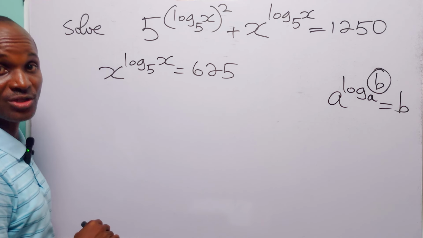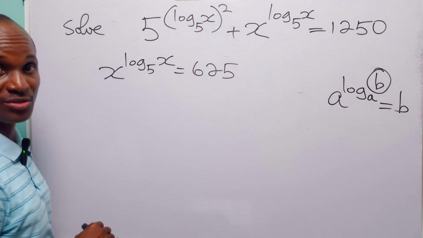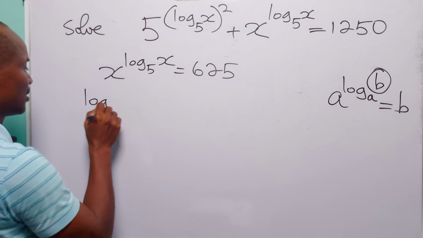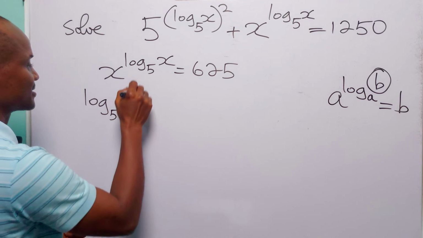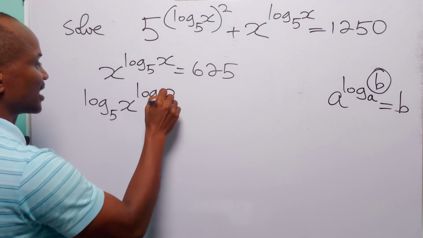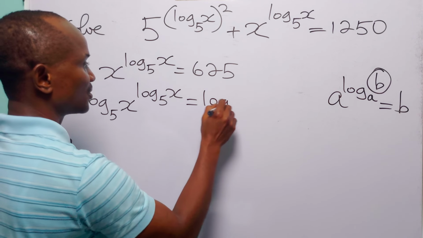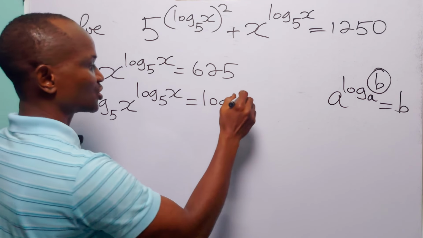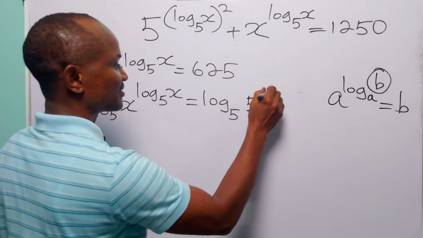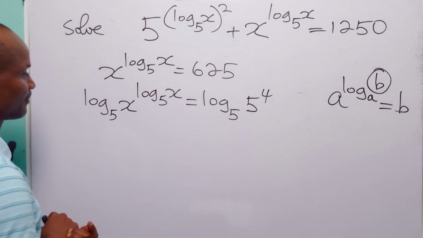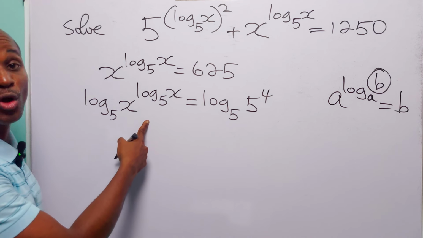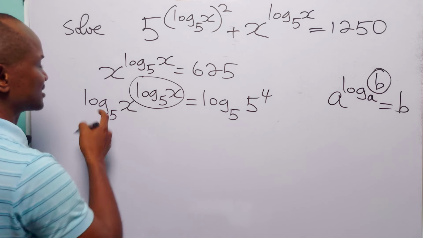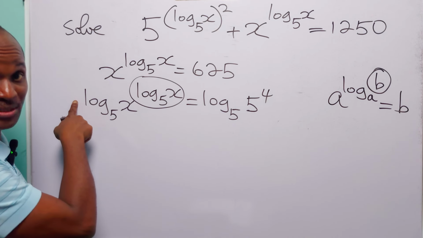Now, to solve this equation, let us take log of both sides of the equation. Log to base 5. So we have log to base 5 of x to the power log to base 5 of x is equal to log to base 5 of 625. But of course, you know that 625 is 5 to the power 4. Now, when we apply the power rule of logarithms to this left-hand side, we will be able to bring down this exponent to the front to become a multiplier.